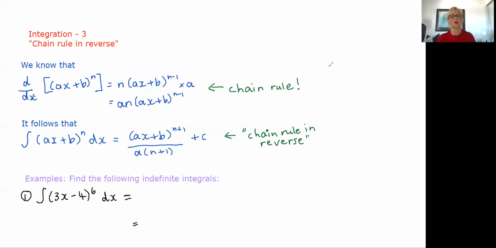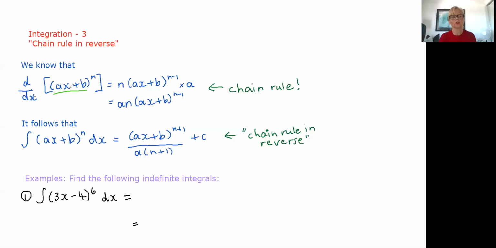Today I wanted to talk about what I refer to as the chain rule in reverse, which will be a recurring theme throughout our integration videos. But today I'm just talking about it when what we refer to as the inner function, this is our inner function here, is linear. ax plus b is a linear expression. The derivative of ax plus b is just the constant a.